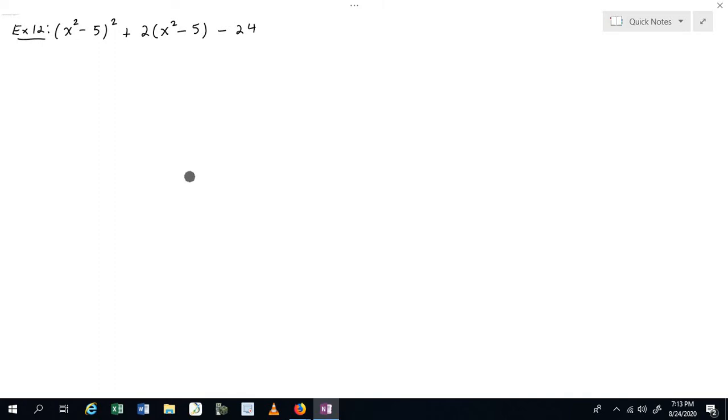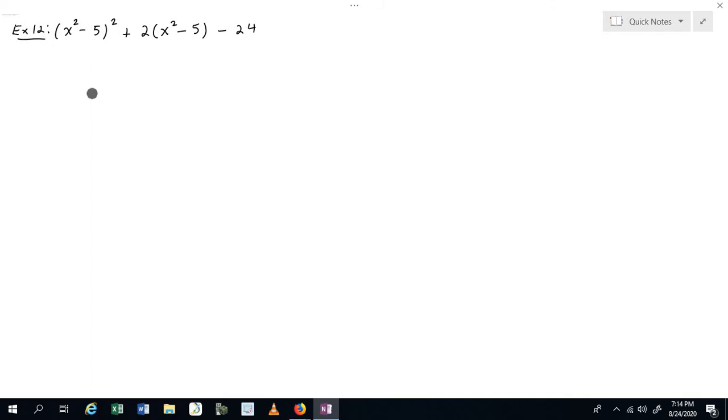And now we're going to do something we've never done before. We're actually going to use substitution to make this easier to see how to factor. So this is kind of another special case. This is probably one of the more challenging cases that you would run into.